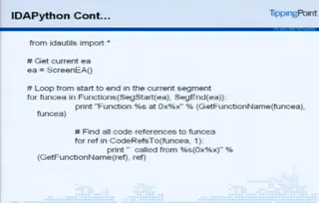And if you look at this, just a quick example of how IDA Python is used. It fetches code refs. It'll give you all the functions in the binary.